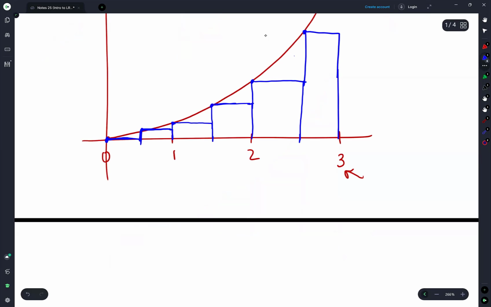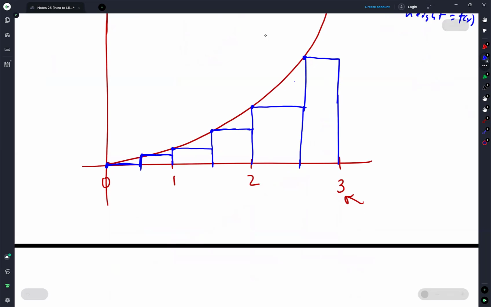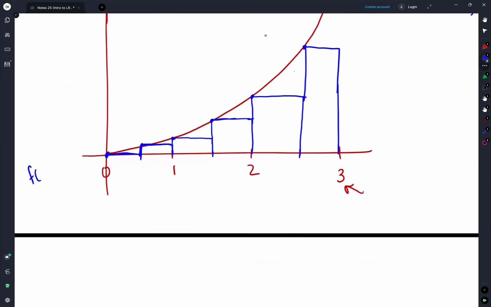All right, so let's add them up. How do we get our rectangle? Area of a rectangle is just length times width. The width is half for all of them. This is your width here. And then the height is just going to be your f of x. So remember that the curve is t squared. Do you guys remember that? I'll write it here. F of t, I guess they wrote it in terms of v of t, f of x. That doesn't matter, guys. Your velocity, f of x is x squared or t squared. It doesn't matter. So here we go.